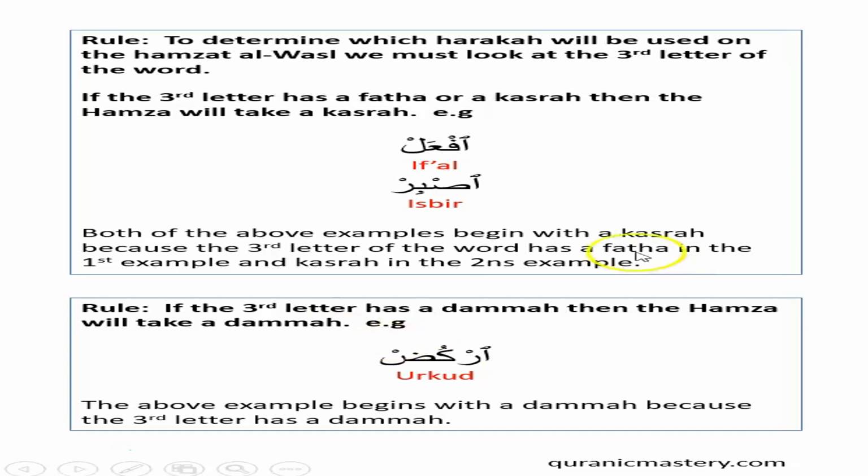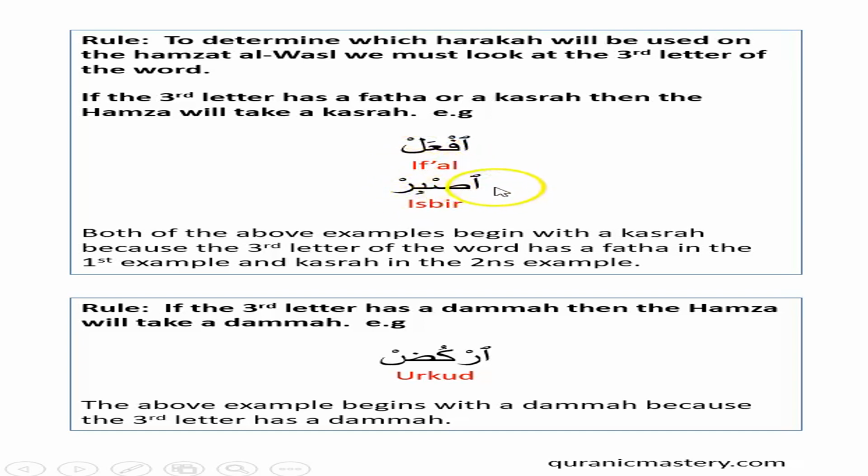So if you have a look here, we have the number 1, number 2, number 3. So we're including the Hamzat al Wasl. 1, 2, 3. What does it have here? It has a fatha on the third letter. So it will be with a kasra: if'al. As you can see here, if'al.